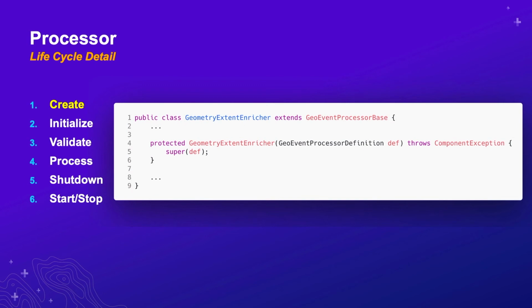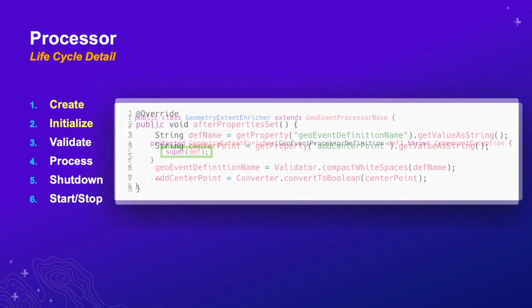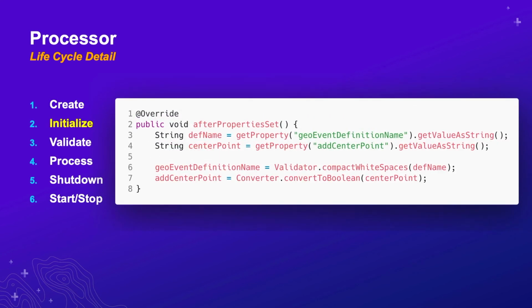Just like the other components, you will extend from the base class in order to acquire that needed functionality. The processor service will instantiate this class, passing in a reference to the GeoEvent processor definition, which is used to call the base class constructor. We then go to the afterPropertySet method, which is used to initialize the processor's state with any user-defined values.